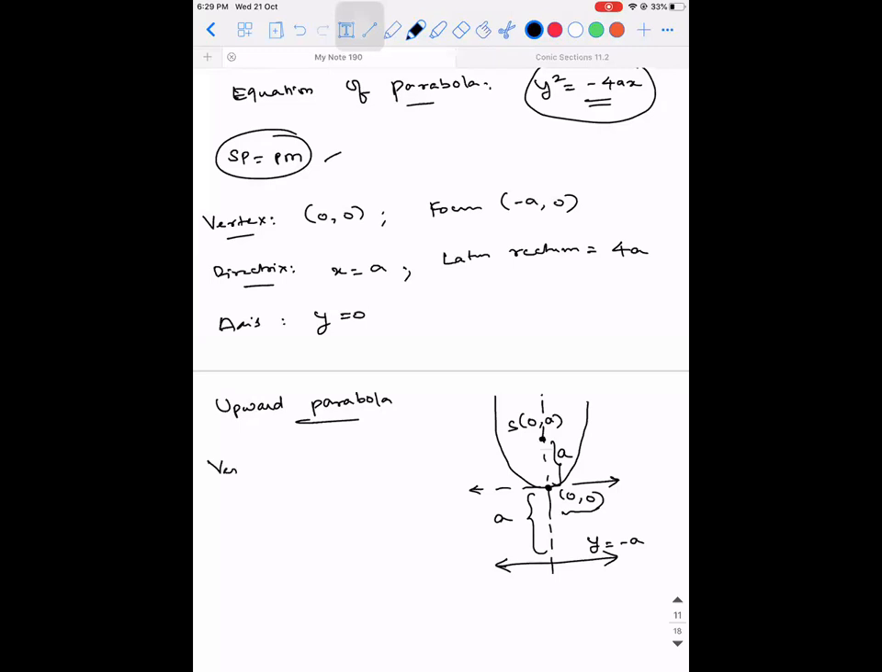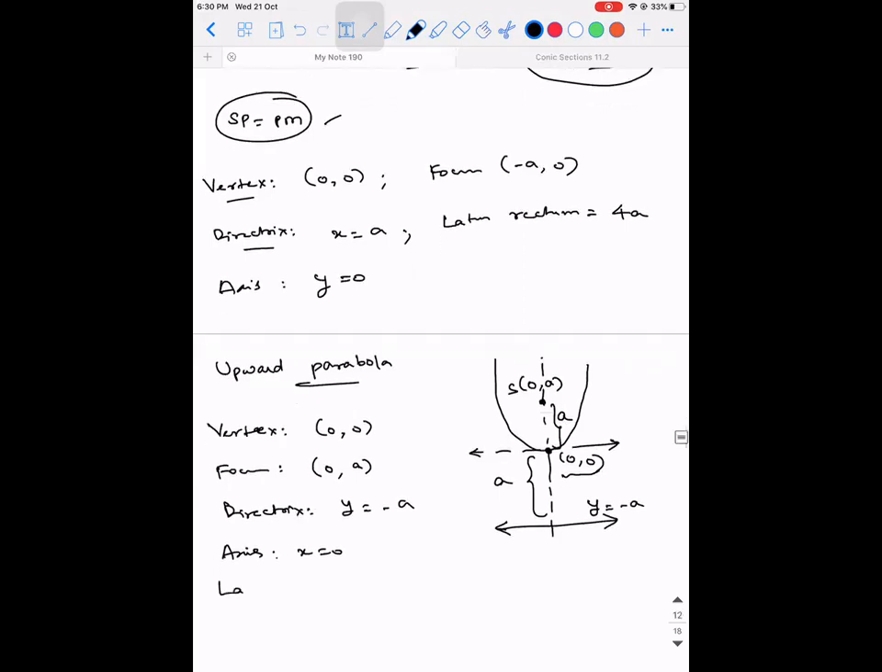So again, tell me, what is the vertex? 0, 0. Focus 0, A. Directrix y is equal to minus A. Axis, x equal to 0. Sir, here, now you got your doubt cleared. So it is not y is equal to 0 always. Depending on the nature of the parabola, the axis will also change. But the value will always remain 0 for either x or y in the axis.